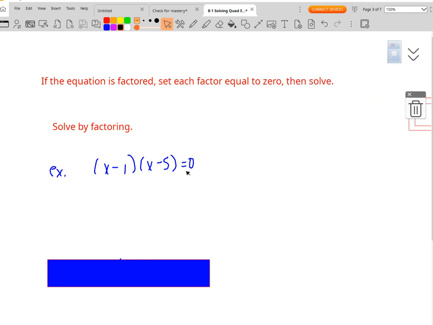Some of the problems are going to look like this, right? X minus 1 times x minus 5 equals 0. These are factors. We have to recognize that these are factors. Does that make sense to everyone that these are factors? Yes. Okay.